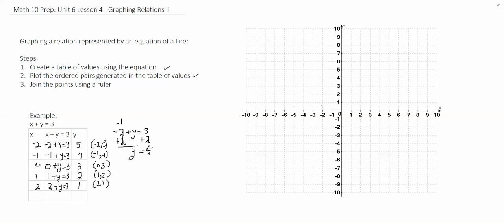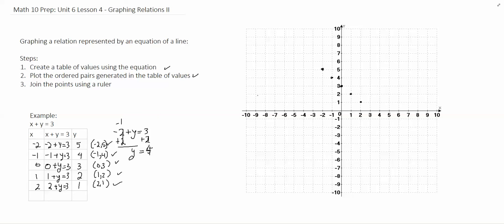So we have -2 and 5. That's our first one. -1 and 4. That's our second. 0 and 3. That's our third point. We have 1 and 2, our fourth point. And finally our fifth point, 2 and 1. And if we've done our calculations correctly, our data should sit on a nice straight line.